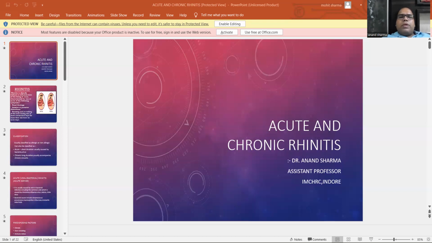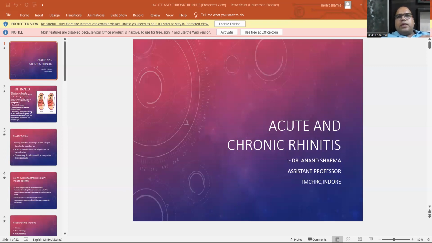Similarly, it can also be classified on the basis of duration. It can be acute or it can be chronic. So acute is short duration, usually caused by bacteria and virus. Long duration usually is accompanied by chronic sinusitis, that is inflammation of the lining of the sinuses. In acute, it is said to be less than 3 months of duration. Normally, it is 12 weeks or 3 months. In chronic, it is more than 3 months of infection.